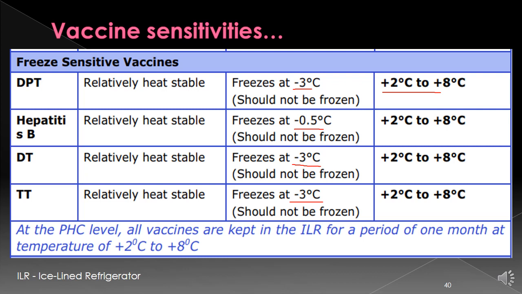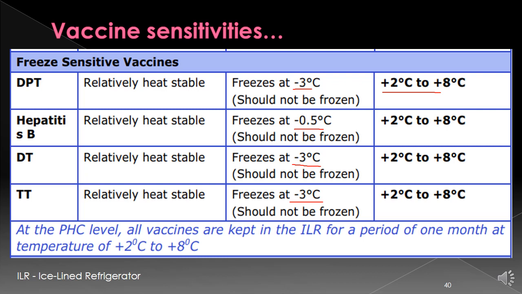ILR, as you can see, refers to ice-lined refrigerator. So we are saying at the primary healthcare level, all vaccines are kept in the ice-lined refrigerator for a period of 1 month at the temperatures of 2 to 8 degrees Celsius. They will remain potent to that extent.